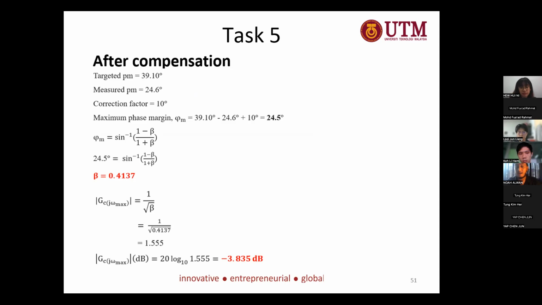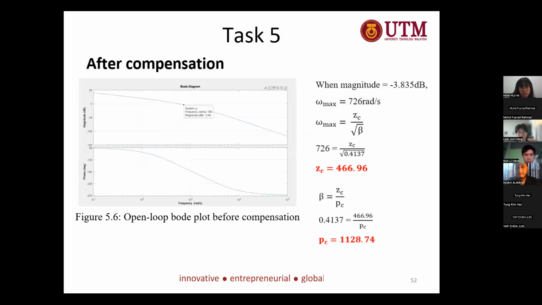Also, we calculate the compensated phase margin to get the magnitude. We calculated the compensated magnitude, and we got -3.835. Next. So here, after compensation, when the magnitude is equal to -3.835, the maximum frequency will be 326.